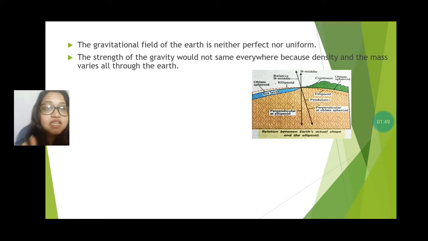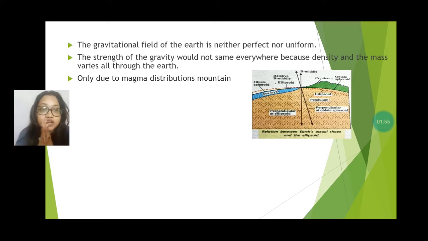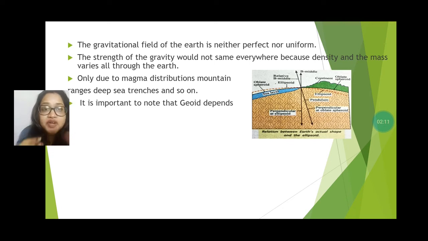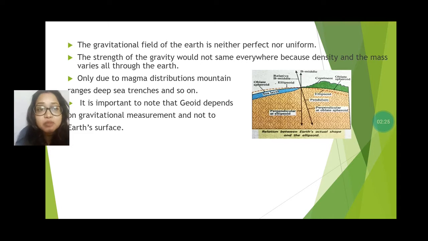The gravitational field of the Earth is neither perfect nor uniform, so the strength of gravity is not the same everywhere because of the Earth's density, mass, and volume. Due to the magma distribution, mountain ranges, deep sea ranges, and so on, there are variations in the density and mass of the Earth. And you have to know that the geoid depends on gravitational measurement and not on the Earth's surface.